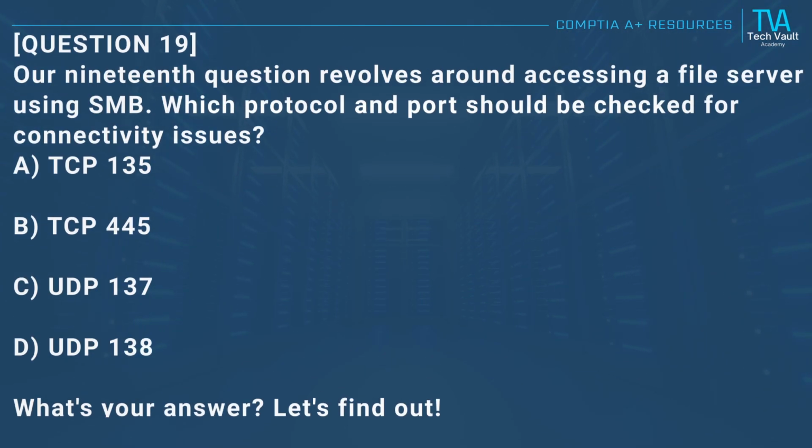Our 19th question revolves around accessing a file server using SMB. Which protocol and port should be checked for connectivity issues? A. TCP 135, B. TCP 445, C. UDP 137, D. UDP 138. What's your answer? Let's find out.